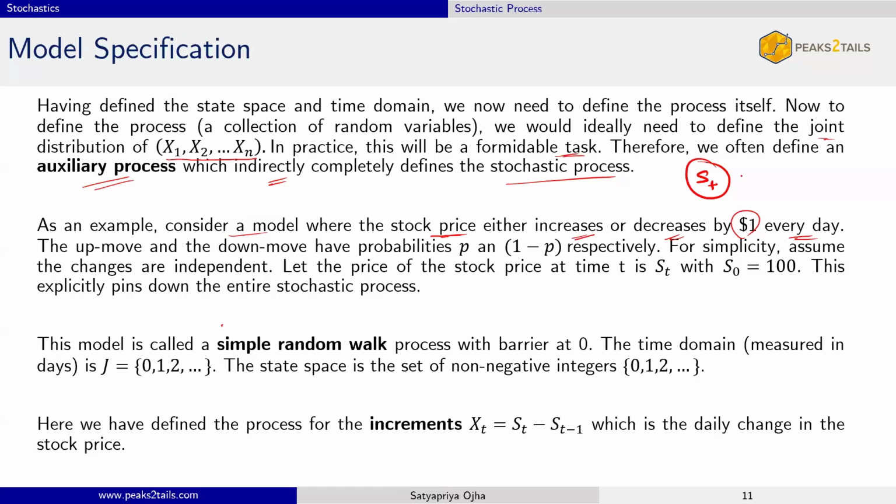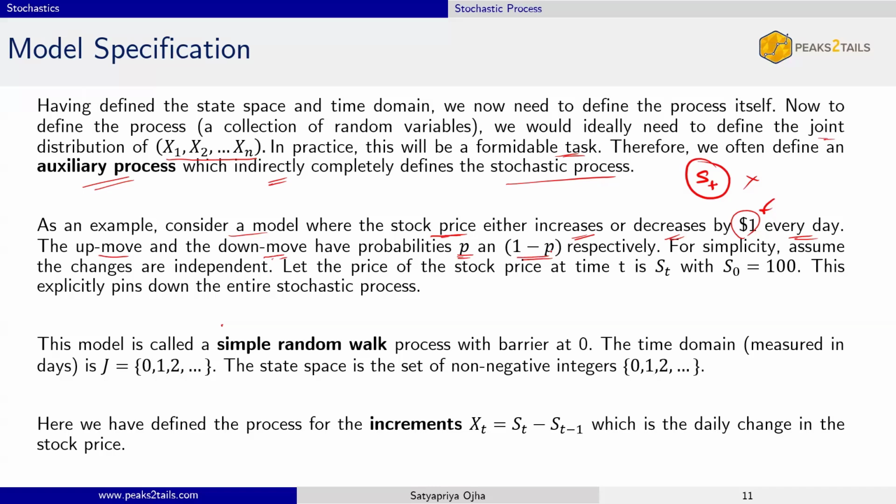I'm saying, forget about the stock price. Think of change in stock price, change in stock price day by day. So the change in stock price, in this very simple model, is either plus $1 or minus $1 every day. That is my model. The up move and the down move have these probabilities. The up move has a probability of P. The down move has a probability of 1 minus P. A simple model for stock price.